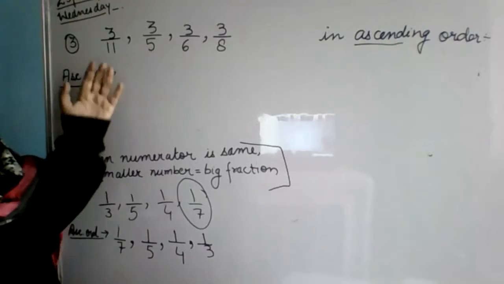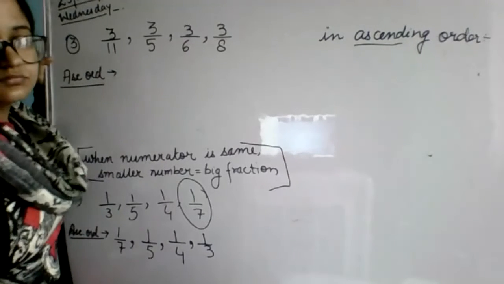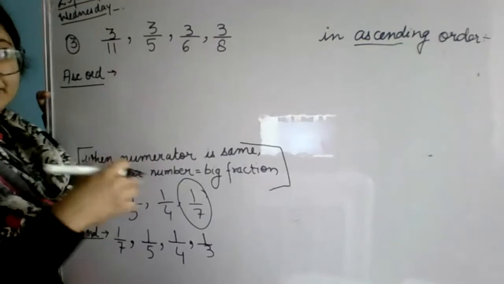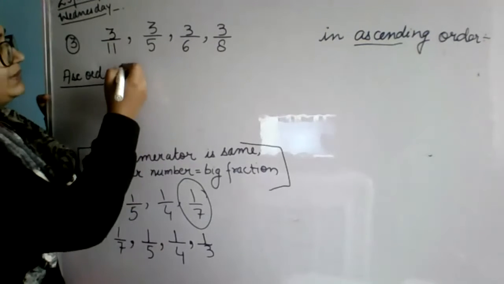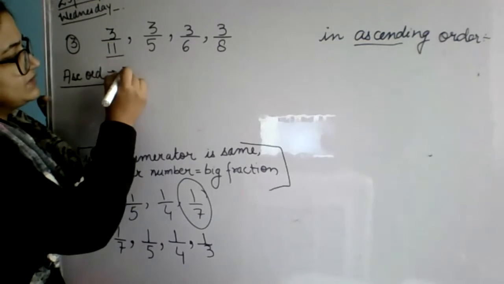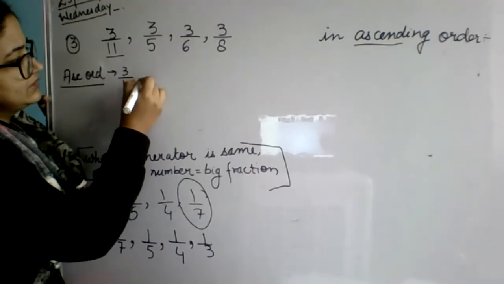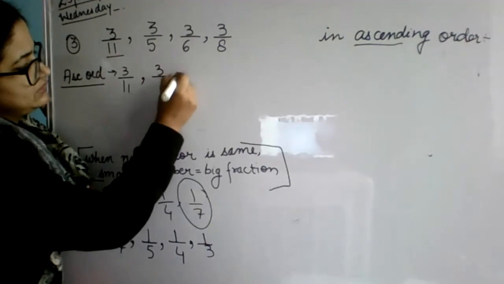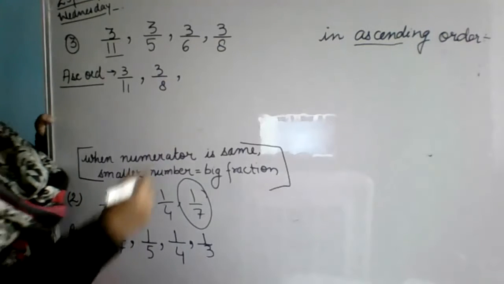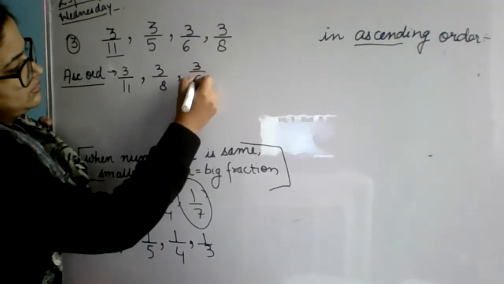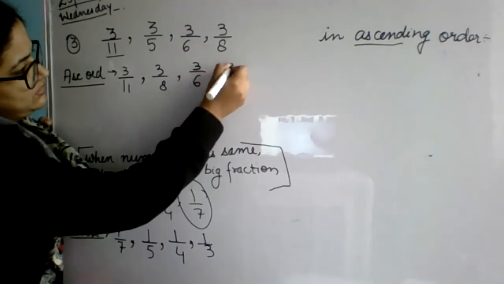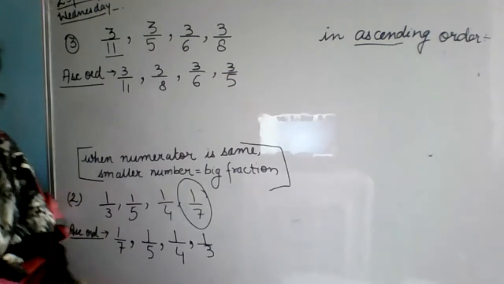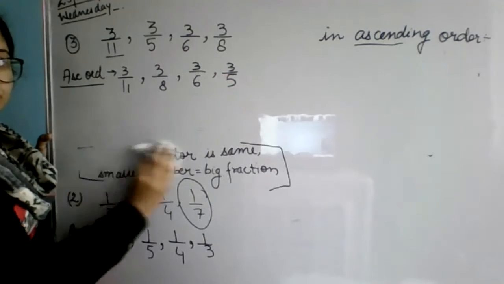Tell me what will be the first one. 3/11. See, numerators are same. That means bigger is smaller, smaller one will be bigger. So the biggest here is 3/11. Then 3/8. 3/6. 3/5. Okay, good. One more. Last one.